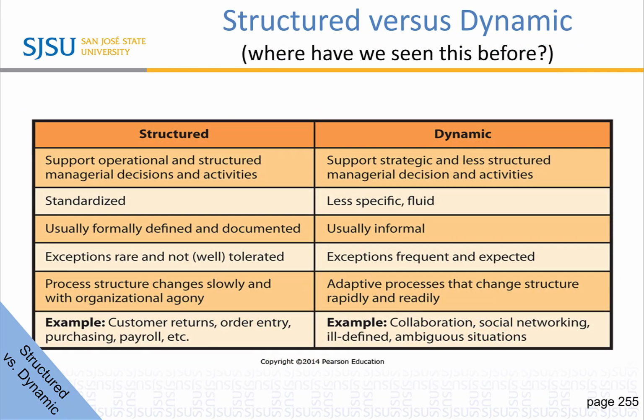This table from the book shows the difference between structured and dynamic processes. So on the left-hand side are the structured processes. They tend to be more operational in nature. They're standardized. They usually are well documented and formally defined. There's not a lot of exceptions, and one of the examples they have is purchasing or order entry.